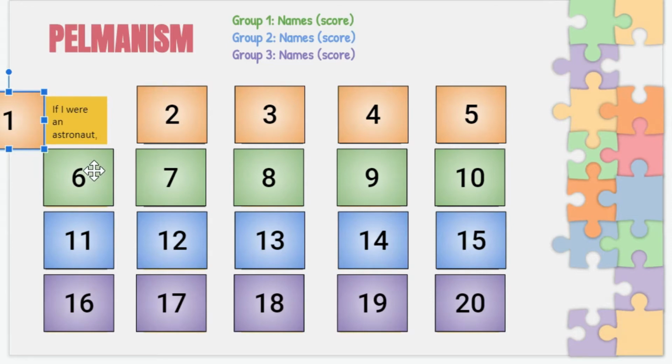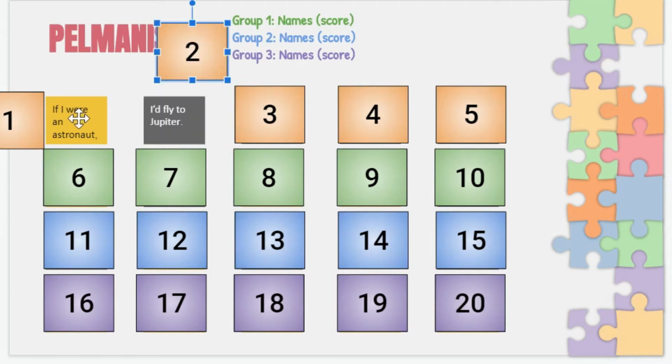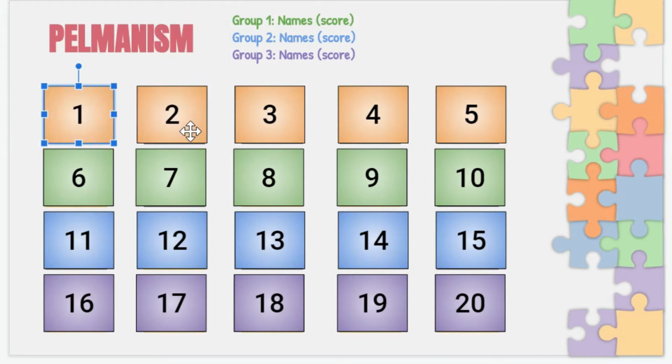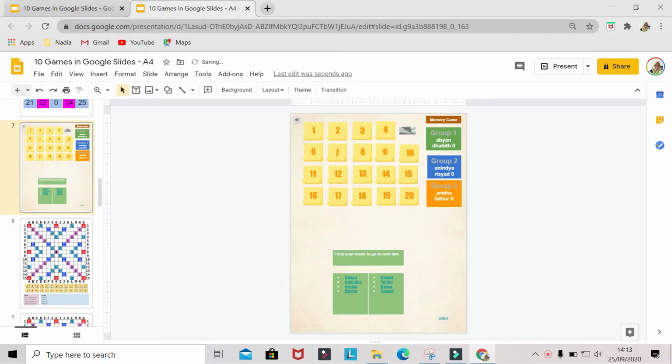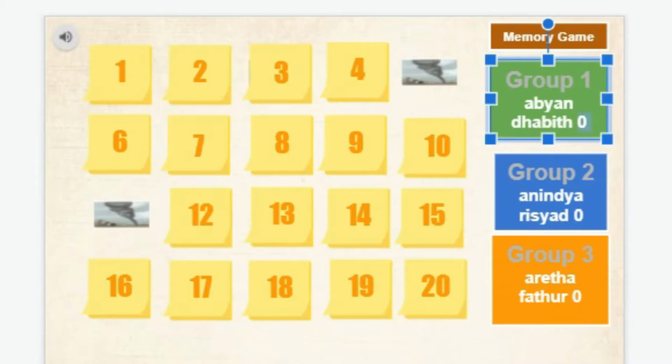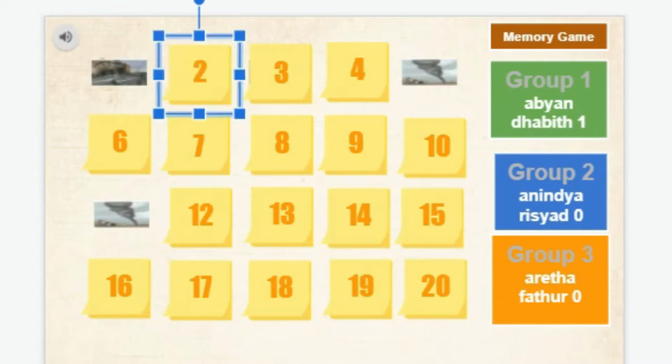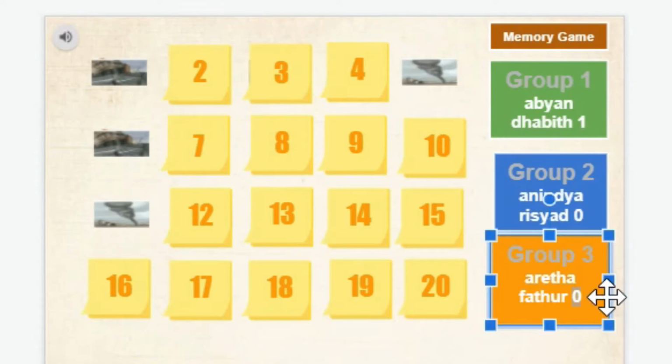For example, number 2. Okay, reveal that. If I were an astronaut, I'd fly to Jupiter. Yeah, that's correct. Therefore, this group gets 1 point. And then it's the turn of group 2 and 3. The winner is the first group who gets the most score. It means they can get the most matching questions and answers. Or you can also play it with matching pictures, or matching picture and words, and other variations.